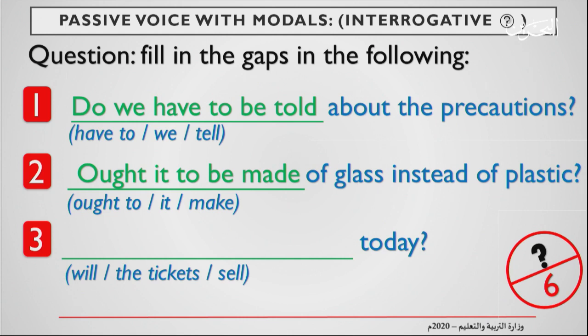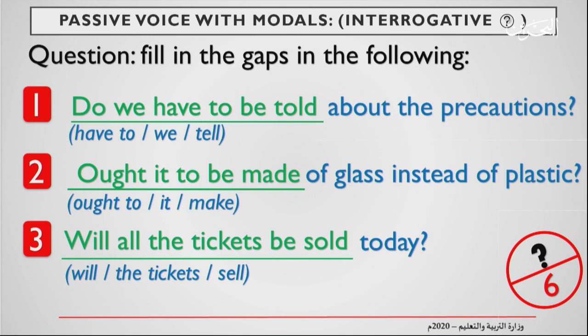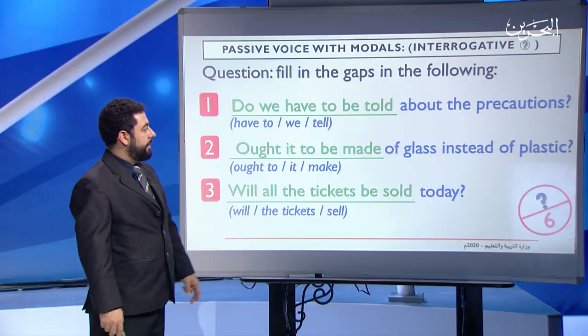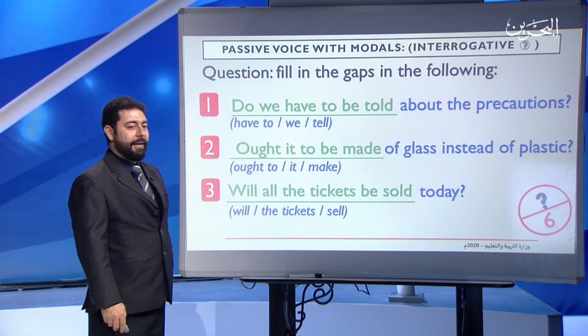Okay, let's check the answer. The answer is: will the tickets, or all the tickets, be sold today? Now mark yourself out of 6. That means 2 marks for each. And let's carry on.